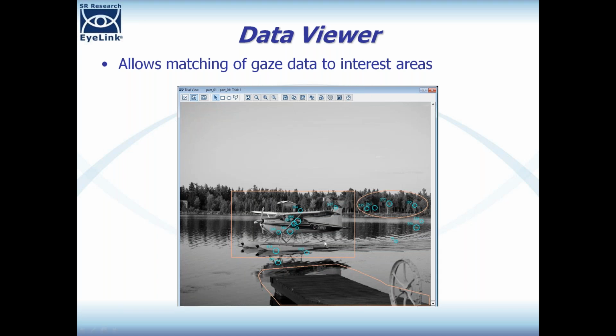Here's another view, which is called the spatial overlay view. In this, you can see these circles represent eye fixations, and these orange boxes and ellipses and freehand shapes are interest areas that have been created to highlight parts of the stimulus that are of interest. And using Data Viewer, you can pretty easily match the gaze data to these interest areas and then output tab delimited text files that we call reports. And those reports can give you summaries of the data that can then be put into analysis packages.